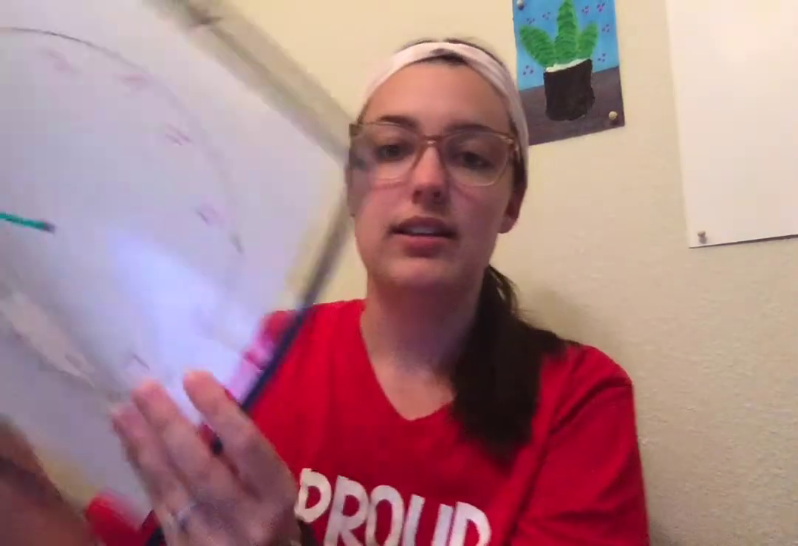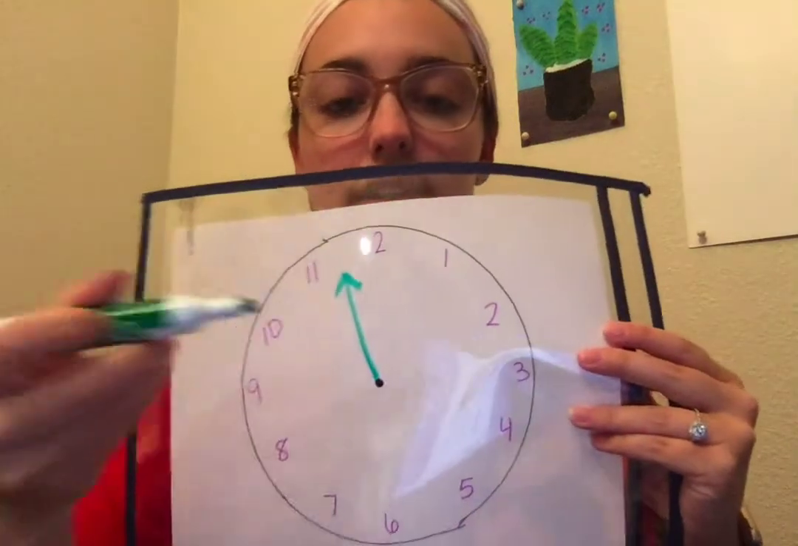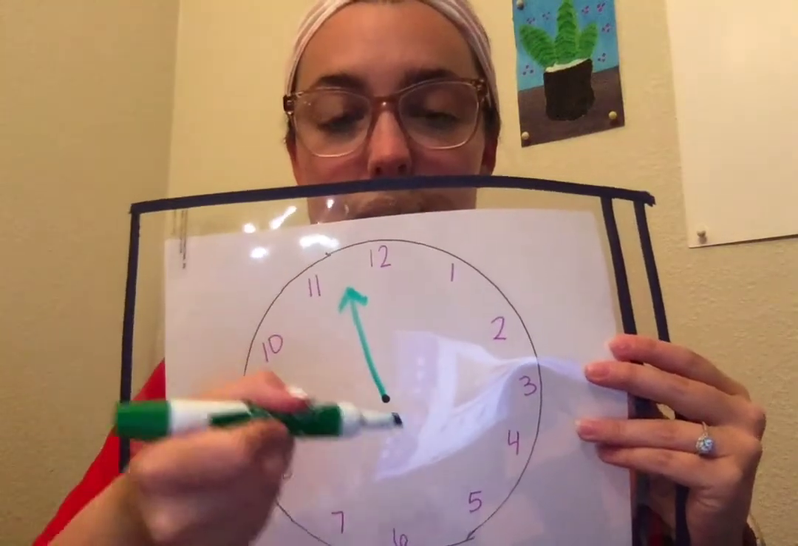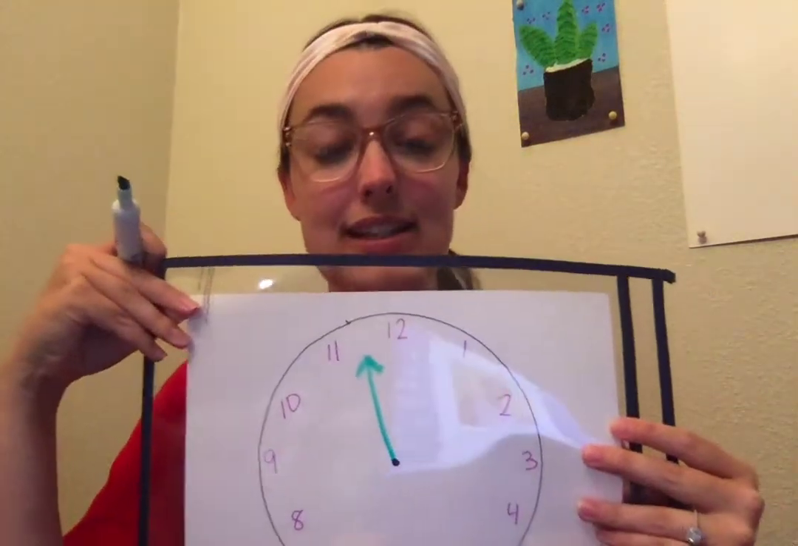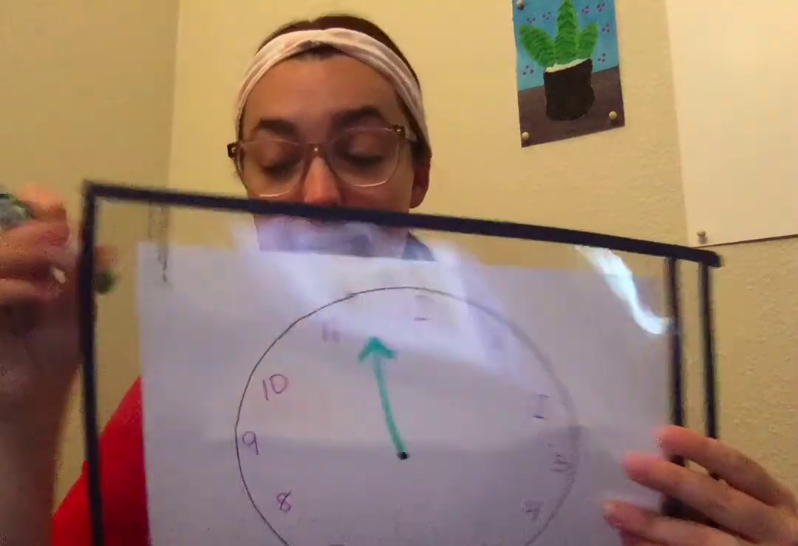So if I wanted to say, I want to eat my lunch today at 11:30, which is when we usually eat our lunch at school, I would draw it right in between the 11 and the 12. 11's my smaller number. It's right in between, so it's half past 11 or 11:30.